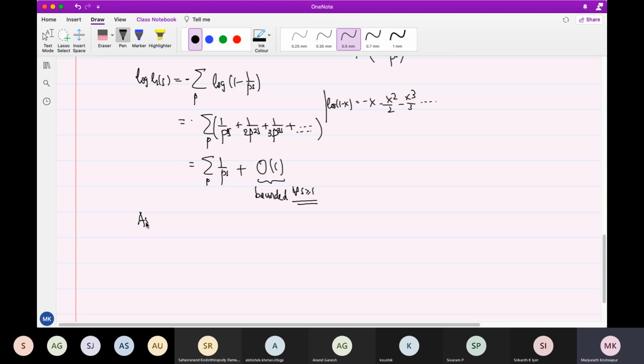So now as s decreases to 1, zeta s goes to infinity. So log zeta s goes to infinity. Hence, the summation of 1 by p to the s also goes to infinity. So this implies that the summation of 1 by p must actually be infinity, because that beats all this. For any s bigger than 1, it beats this. And if this goes to infinity, this must be infinity. Okay, that is Euler's proof.